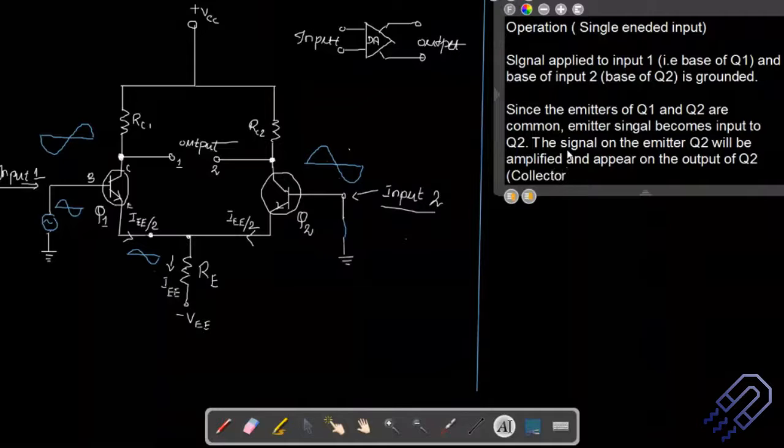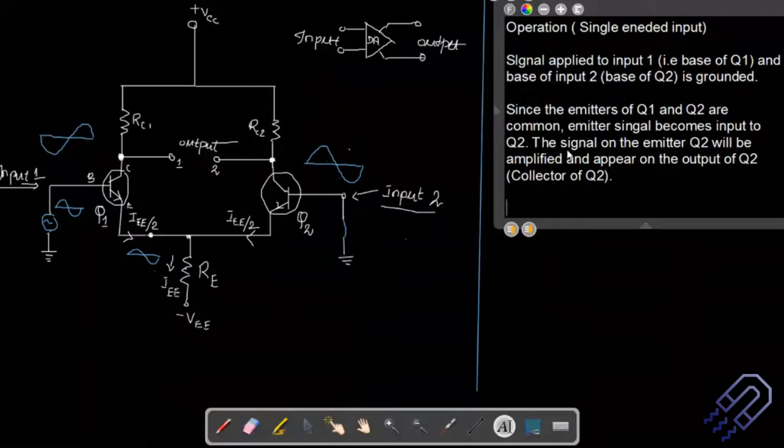If you just look into this, collector of Q2. So this is the first part of the operation, and if you want to get an amplified signal, this is what you're going to get. And this is important because, when we study transistors, we know that if we are using a common emitter configuration, there is a phase reversal.